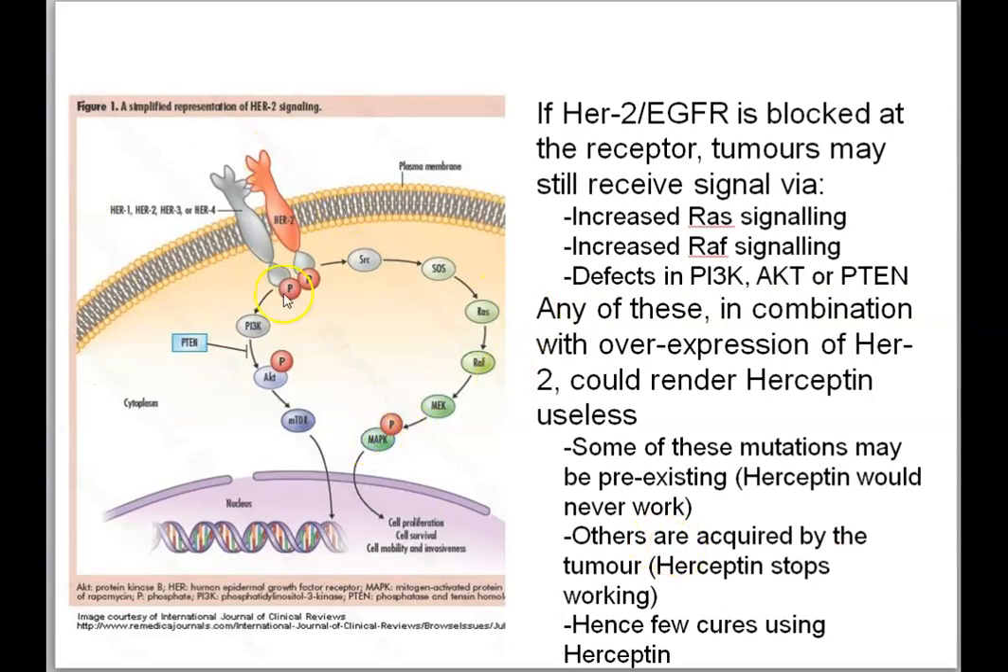So here's the signalling pathway again. If the receptor is overexpressed, it's sending signals down this route and down this route. However, if RAS is active, or RAF is active, or MEK is active, then there's no point in blocking here because that signal is still going to get through.